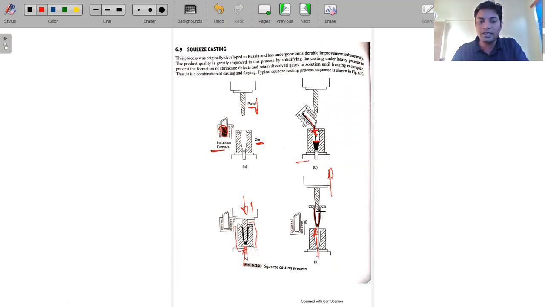Now there is a possibility that the molten material could stick to the plunger, so we keep a solid lubricant like graphite over this die as well as over this punch area, which comes in contact with the molten material. Once the molten material is solidified, it will be easily removed. This is squeeze casting. It's easy.